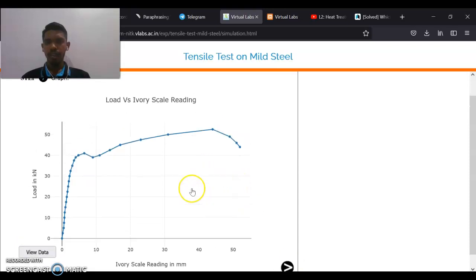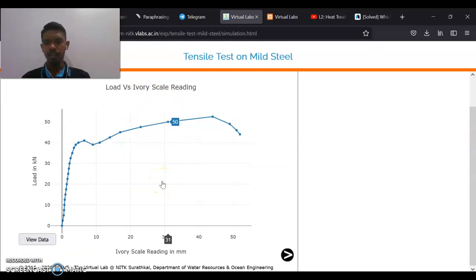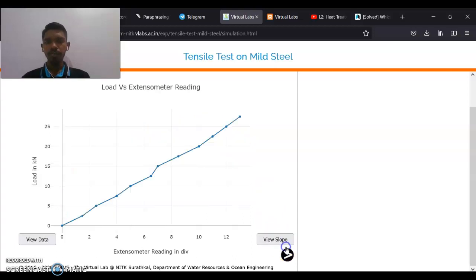and then for the seventh step, this is our graph for load versus ivory scale reading in mm. So this is the graph we will be getting after the reading. So after that, the load versus extensometer reading. So the load over here and then the extensometer reading.